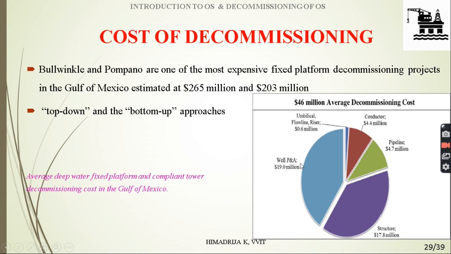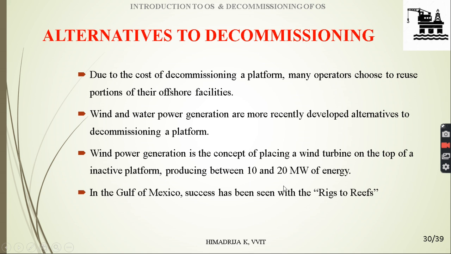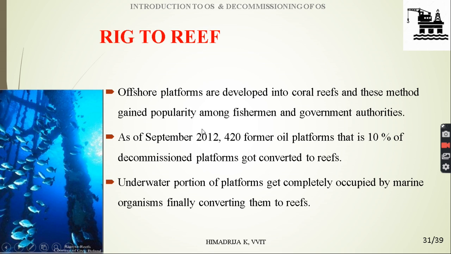We'll come up with some alternative methods. So these are some alternative methods. The alternative methods involve the reuse of these offshore structures for power generation. Power generation can be from a wind turbine or from the energy of the wave itself. So in the Gulf of Mexico, a new method is adopted, that is rigs to reefs. That's the next to discuss.